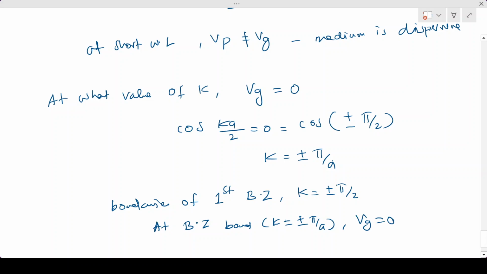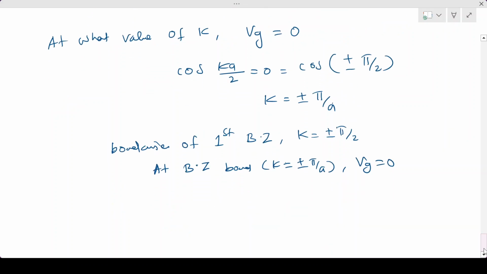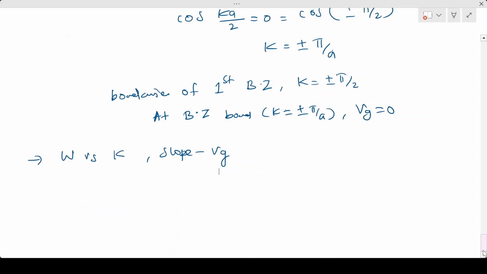Now in this particular case, if you draw an omega versus k graph, the slope will give you Vg. The slope of that particular graph will be Vg. And you can see that at the zone boundary, since Vg is equal to 0, the corresponding graph you are going to get is flat. You are going to get a graph like this.